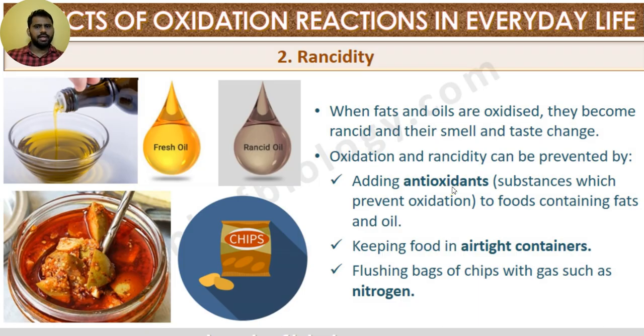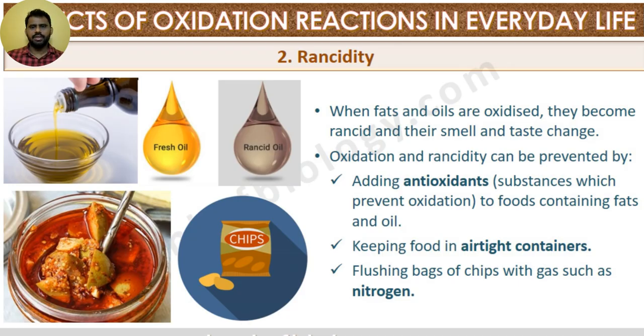Something called antioxidants is added. Antioxidants are the substances which will prevent oxidation in foods containing fats and oil. We will add antioxidants. That is one method. Another method is we will keep food in airtight containers so that oxidation does not take place and rancidity can be avoided. Third thing we can do is flush the bags of chips with gas such as nitrogen. That will also avoid any oxidation and that will also avoid the rancidity.